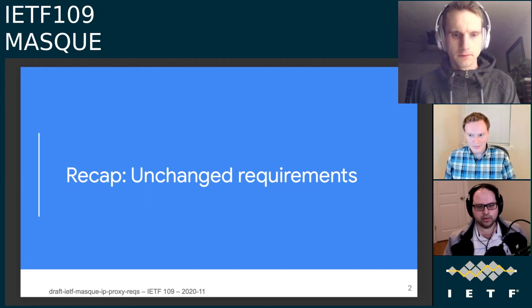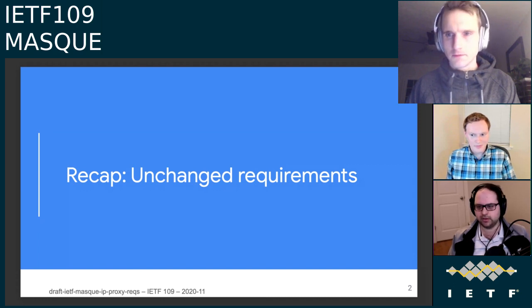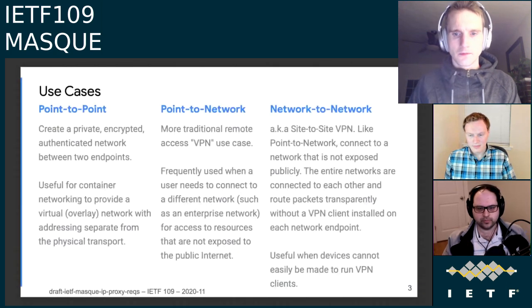So we're going to first start off by talking about some of the unchanged requirements from the last time we talked about masque IP proxying. I'm going to go a little bit fast over some of these things because they're unchanged, the exact same slides that we had last time. It's mostly a recap. Next slide, please.